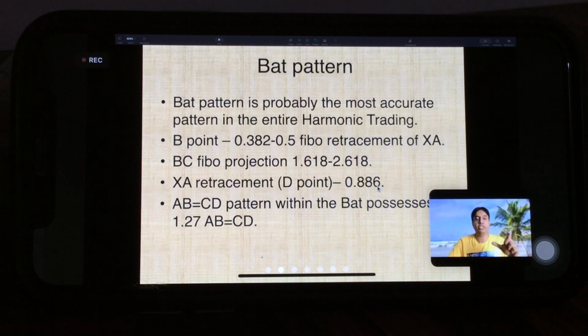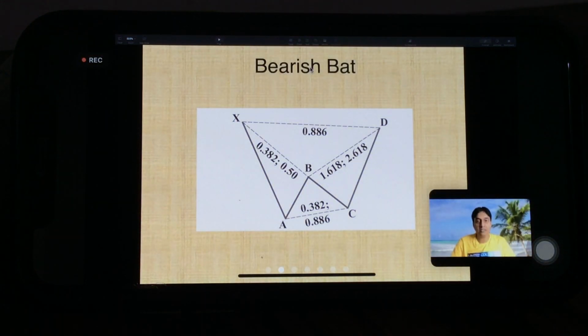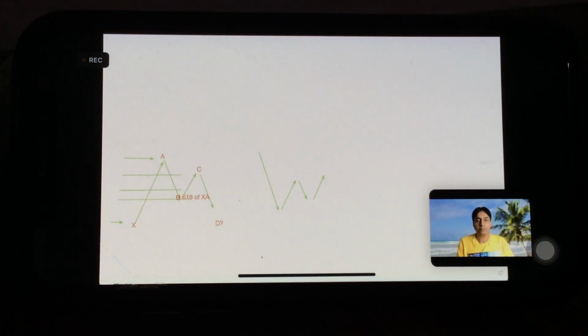So this is like the table which we used for AB equal to CD. For XA retracement, if B is at 0.382 or 0.5, our D should be at 0.886 of X to A only. AB equal to CD within the bat pattern possesses 1.27 AB equal to CD. So we will just see this pattern. Are you able to see the whiteboard?